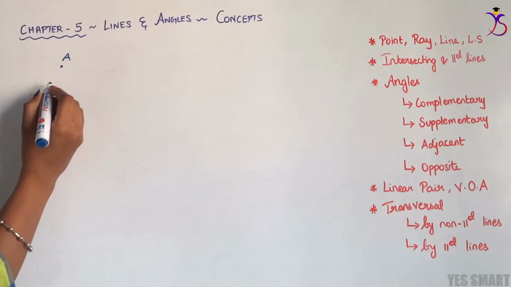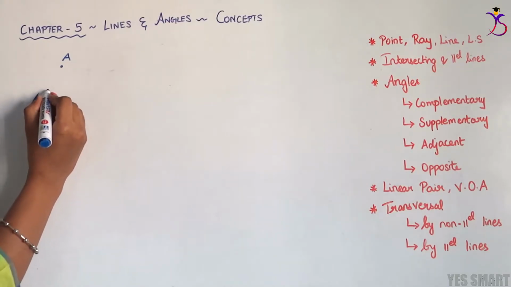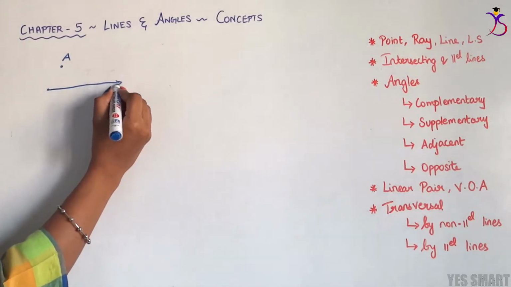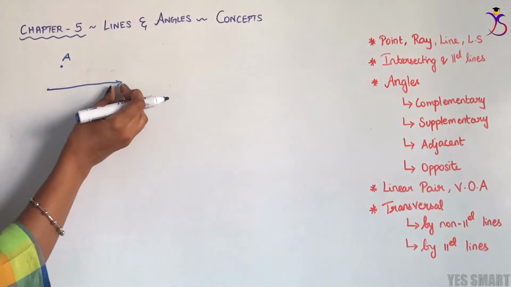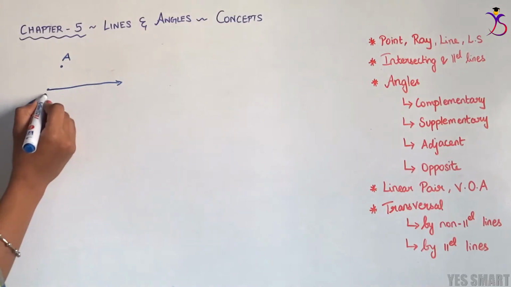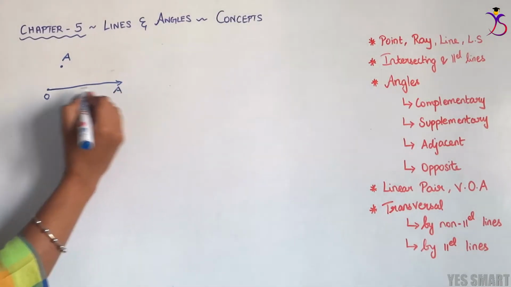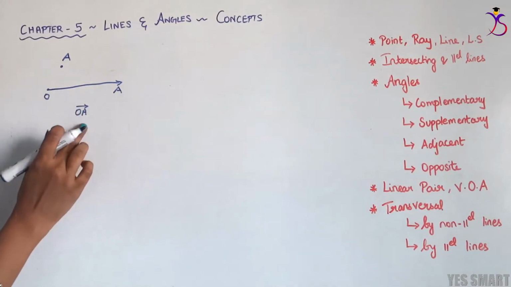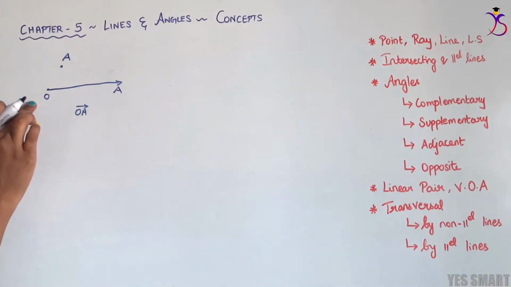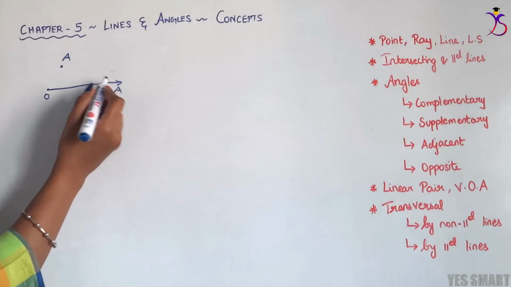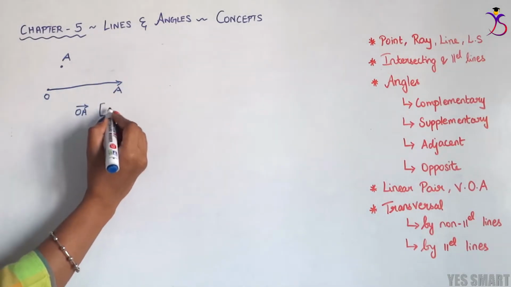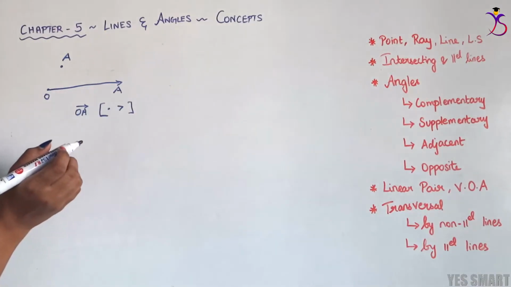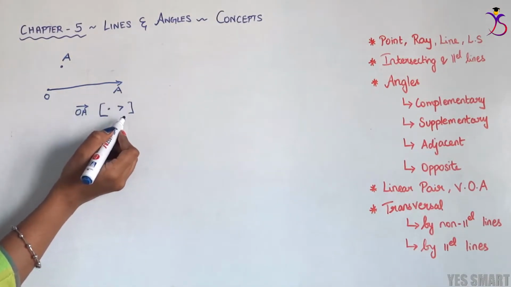Now, the ray. It will have one endpoint, and on the other side we will have the arrow mark, which means that it goes on indefinitely. It is traveling indefinitely. We will name it OA. Therefore, OA is a ray. We will represent it like this. Therefore, a ray has a point and an arrow.